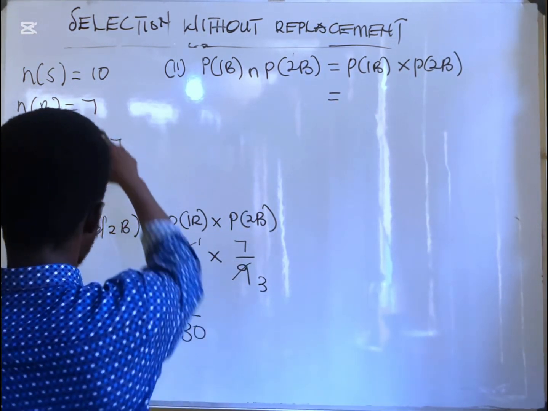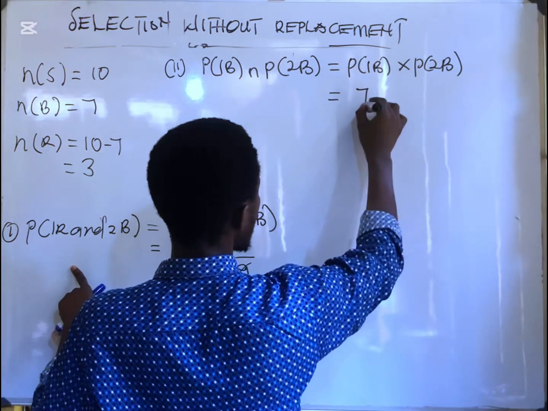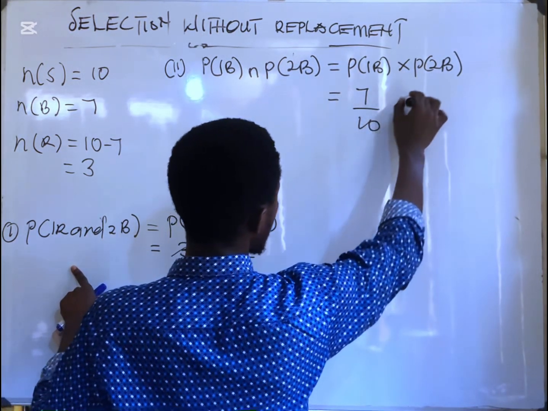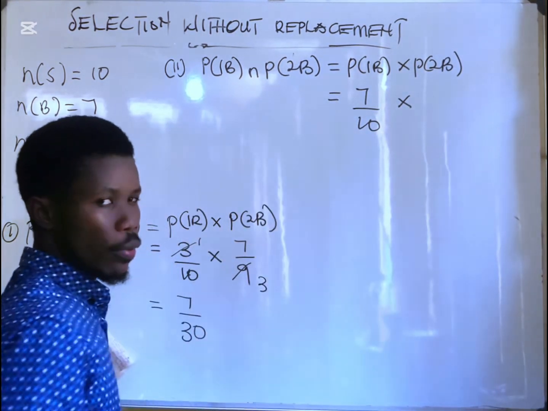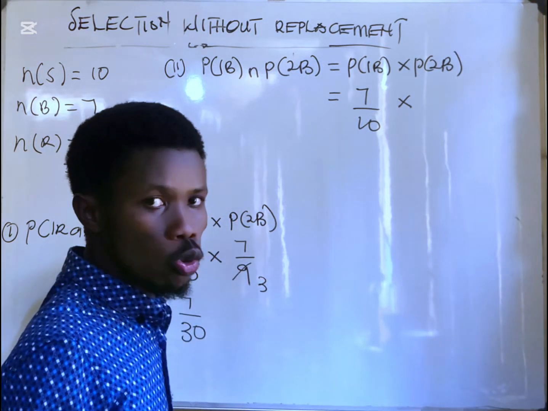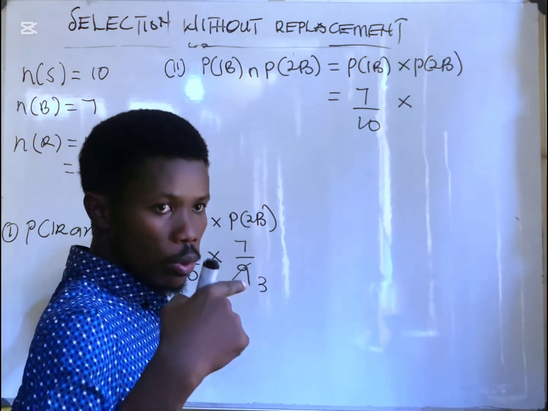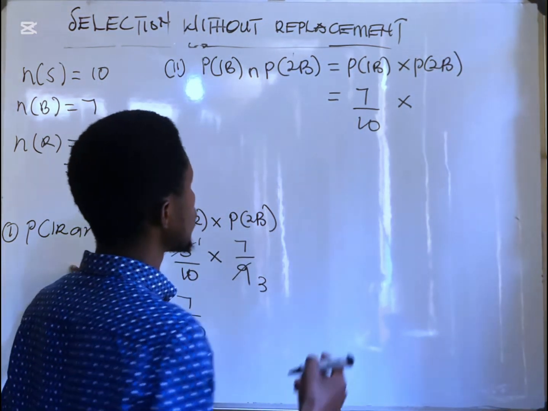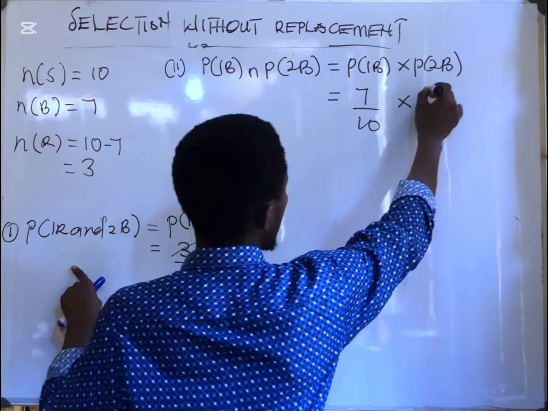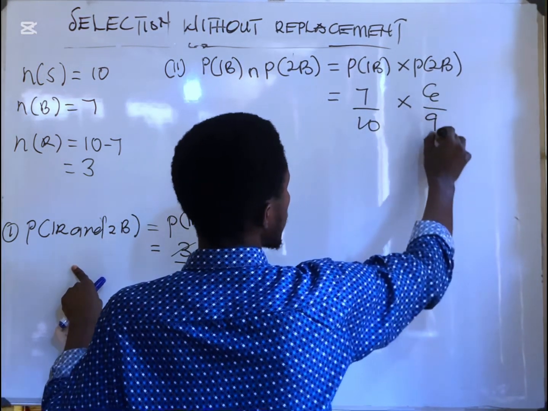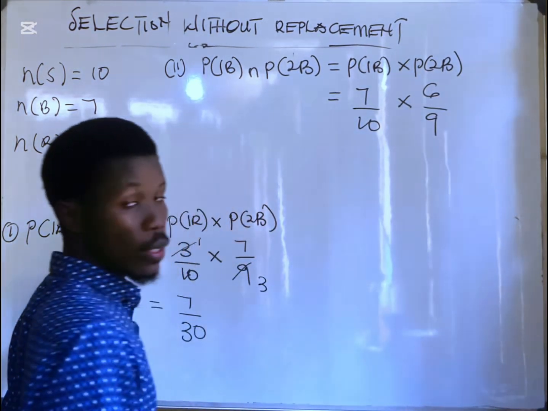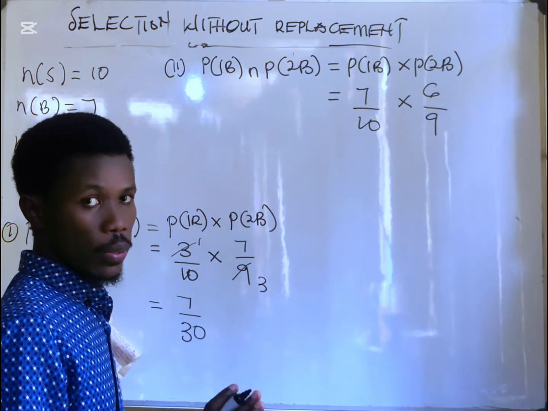The black marbles are 7, so you are going to have 7 over the sample space 10 times. When you pick the first one to be black, and the second one that we picked also is black, so it will reduce by what? 1. So here will be 6 and here will be what? 9. Is that okay?